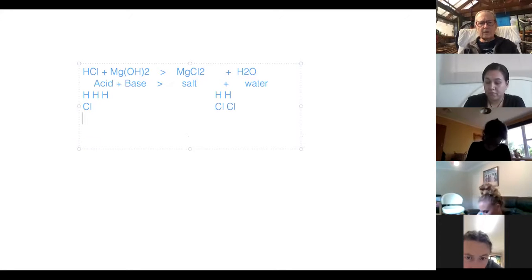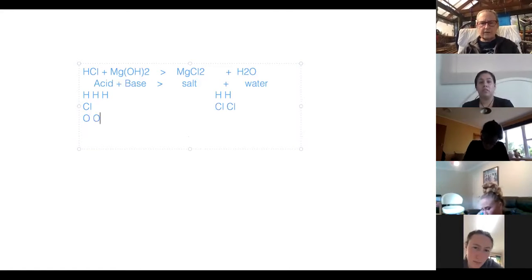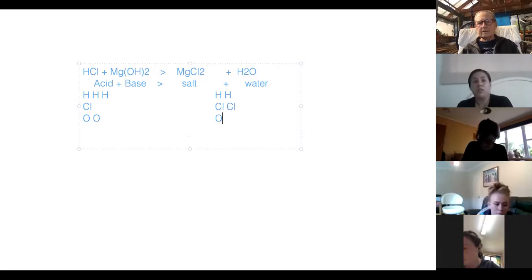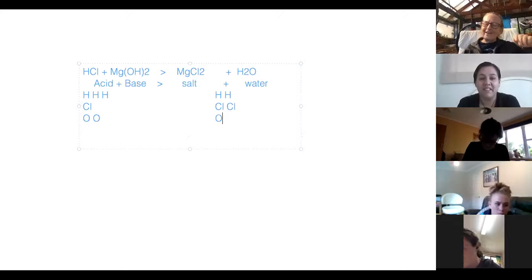Over this side, we've got 2 oxygens, yeah? Everybody happy with that? Because those are in brackets. And over this side, we've only got 1. So now you can see that this is a fairly simple fix. Okay, how am I going to fix it?